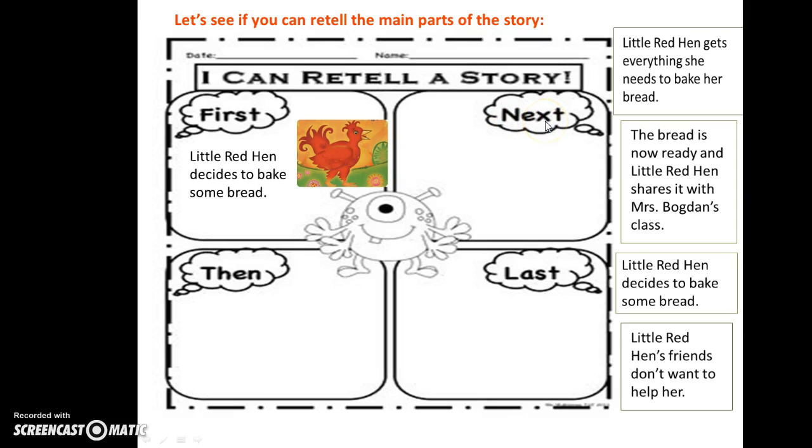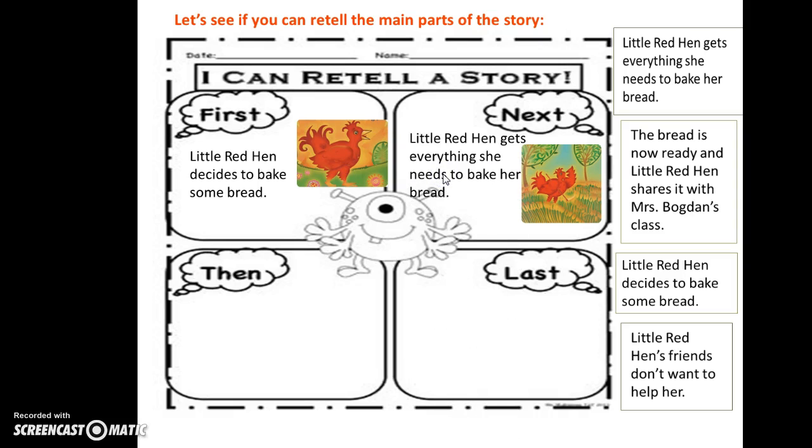Let's go on to our next one. It says next. I'll let you think about that one. See if you can get that one right. Let's see what happened next. And there's our picture of Little Red Hen sowing the fields of wheat. And let's see what happened. Little Red Hen gets everything she needs to bake her bread. Did you get that one right? Yay! Good job.